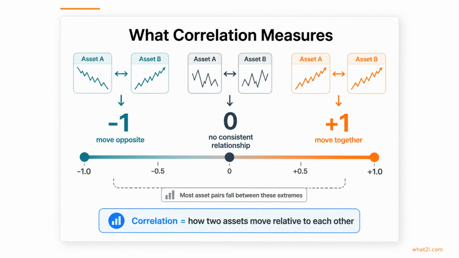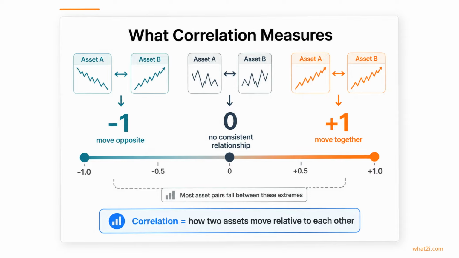Correlation measures how two assets move in relation to each other, and it is expressed on a scale from -1 to +1. A value of +1 means the assets move perfectly together in the same direction. A value of 0 means there is no consistent linear relationship between their returns. A value of -1 means they move perfectly opposite each other. Most real-world asset pairs fall somewhere between those points, so the practical task is not to find perfection, but to understand how strong or weak the relationship tends to be.